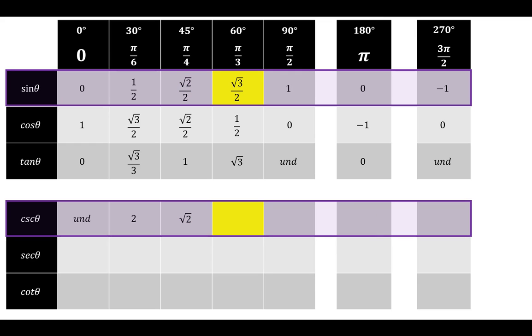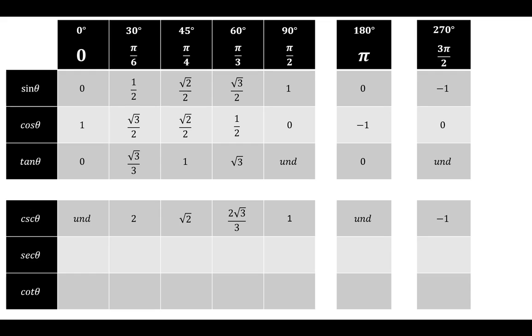For the pi over 3 column, we are going to flip this guy upside down, and following a similar rationalization process, you can trust me that this is going to be 2 root 3 over 3. For the 90 degrees, or pi over 2 column, the reciprocal of 1 is itself. For 180 degrees, as we continue in our table, the reciprocal of 0 is undefined, and the reciprocal of negative 1 is still negative 1.